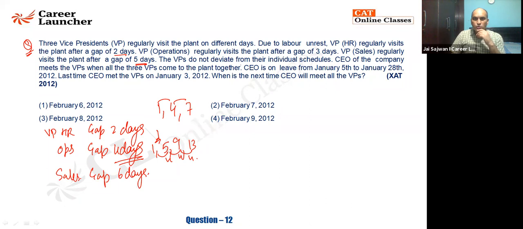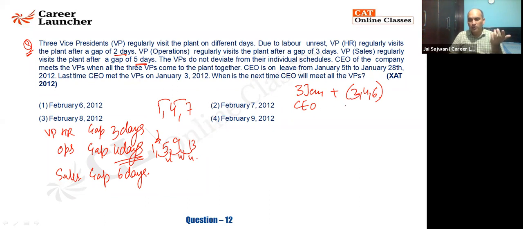Fine. The VPs do not deviate from their individual schedule. The CEO of the company meets the VPs when all 3 VPs come together. So CEO is on leave from 5th to 28th. Last time CEO met all of them was 3rd January. So 3rd January CEO met, and then he comes at a gap of 2, 4, and 6, because all of these people will be coming at a gap of 3, 4 and 6. The gap will be coming out to be 3 here. And the next one, it was coming out to be 4, and sorry, LCM of 3, 4, and 6. So that comes out to be 12.